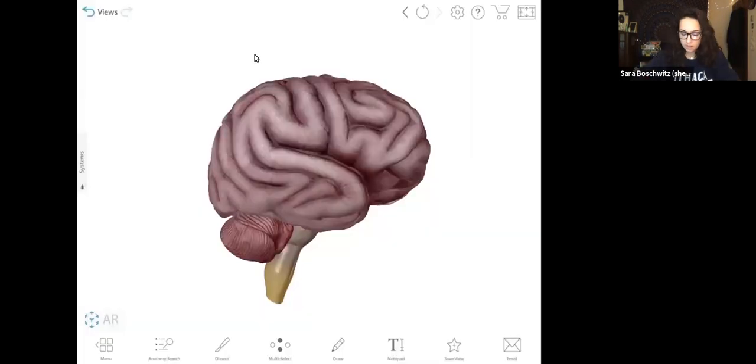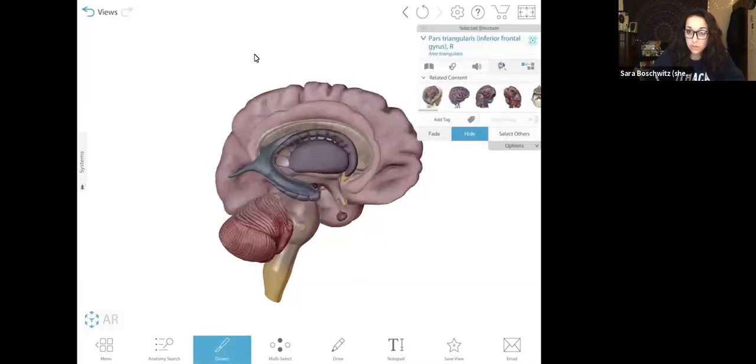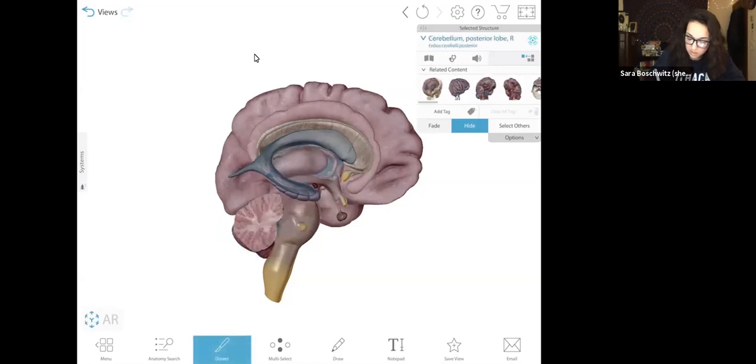All right, now we're going to dissect out some parts of the brain so we can get to some of the structures that we need to know. There are several structures within the brain that you can see on Visible Body that we are not reviewing. So I'm cutting them away so that it is easier to see the things we do need to know. So just keep that in mind.